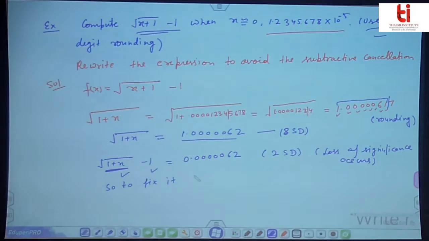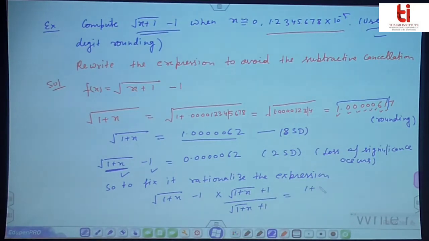So to fix it, rationalize the expression. Why are we doing so? Let's see. Under root 1 plus x minus 1, we multiply by under root 1 plus x plus 1 upon under root 1 plus x plus 1. What is coming out to be? It is coming out to be 1 plus x minus 1 upon under root 1 plus x plus 1. It is cancelled, coming out to be x upon under root 1 plus x plus 1.